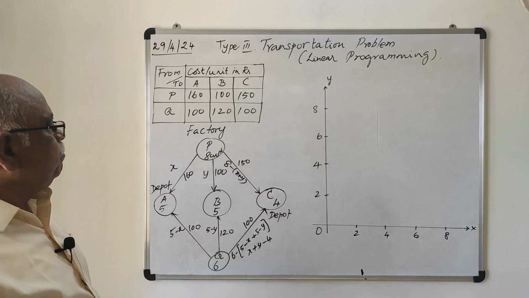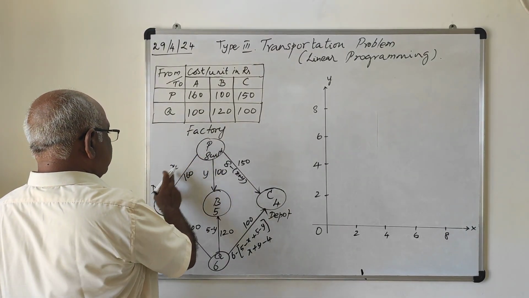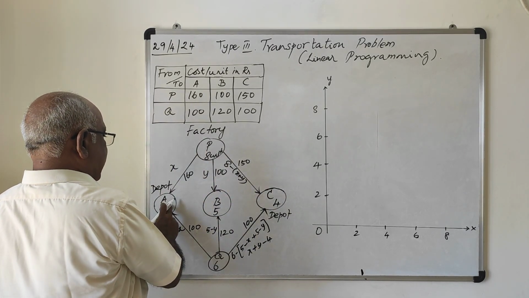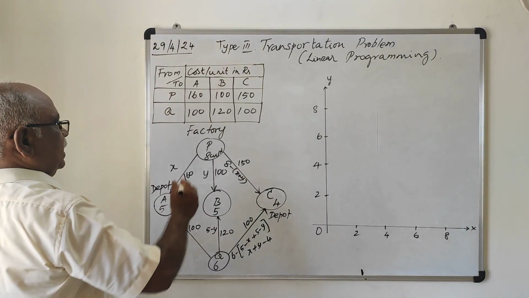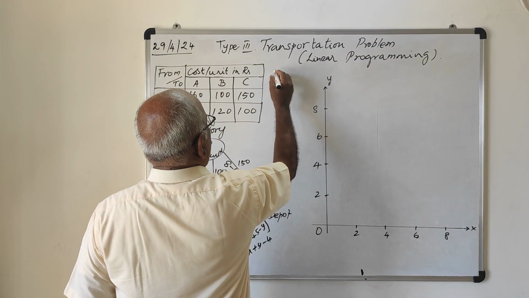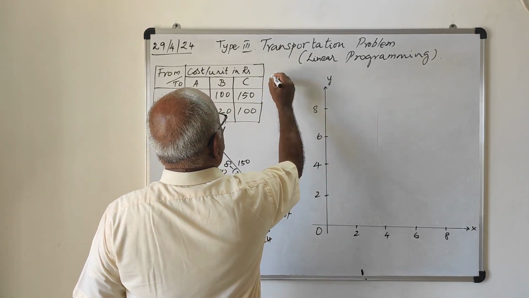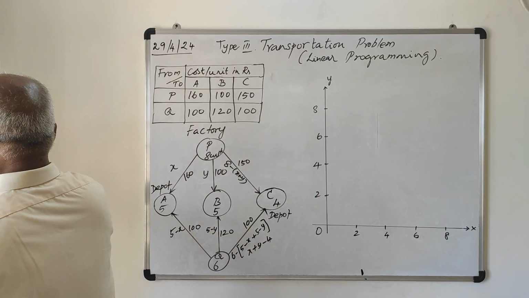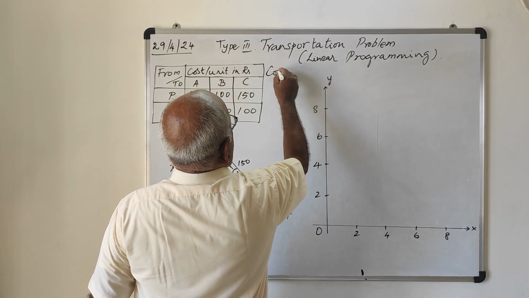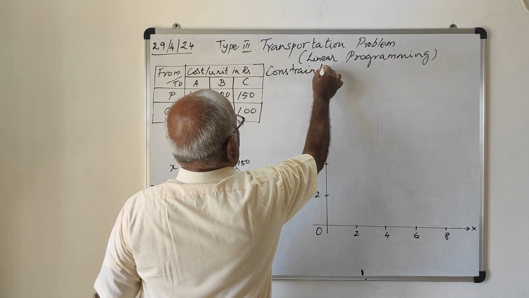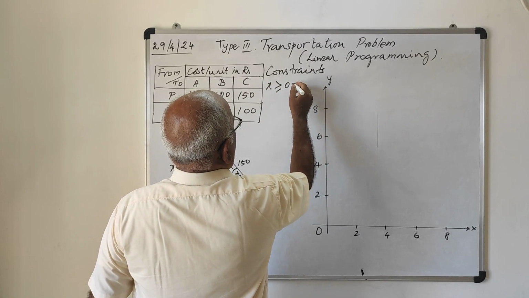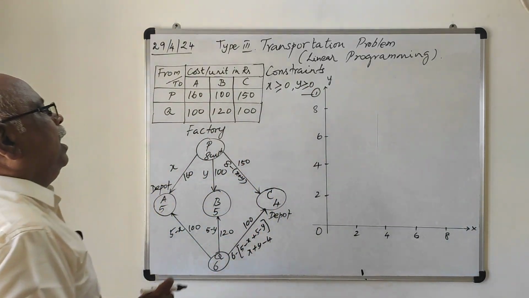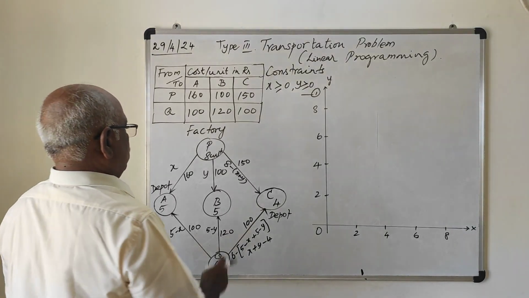See, the constraints are: since x units and y units of the commodities are transported from the factory P to the depots A and B respectively, the constraints are x greater than or equal to 0 and y greater than or equal to 0. This is the first constraint. Both x and y are positive.